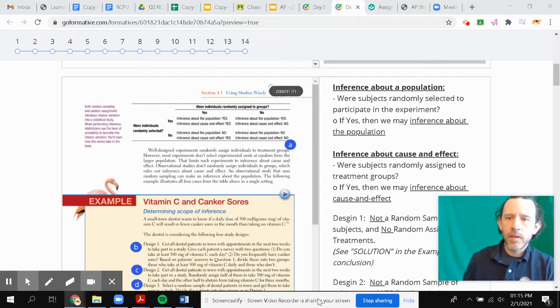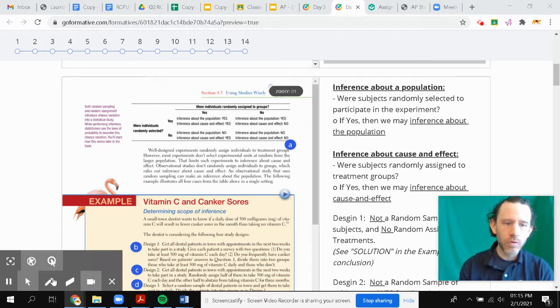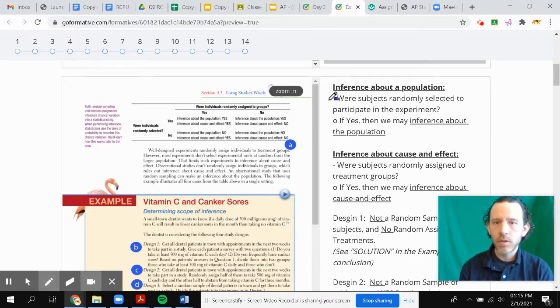Okay, so we're going to take a look at an example about what kind of conclusions we can make depending on how the study was designed. Here's the basic rule of thumb. If we have a random sample, where the subjects are randomly selected, then we can extend the conclusion to the population. It could be cause and effect, or just a correlation between the two variables. The cause and effect piece depends on whether or not the subjects were randomly assigned to treatment groups. Okay, so that's the deal.